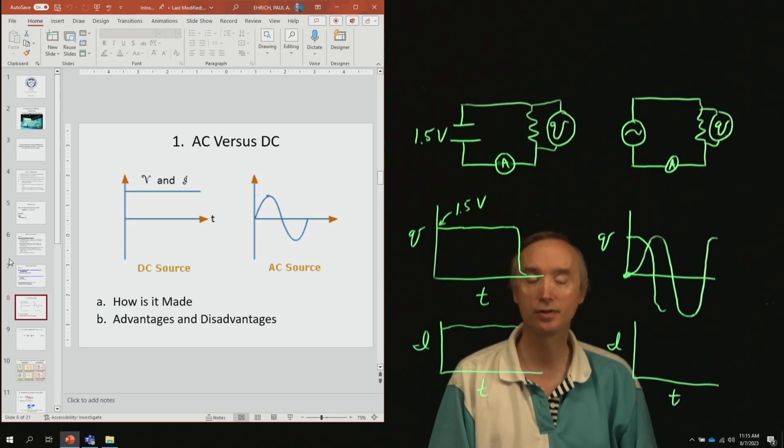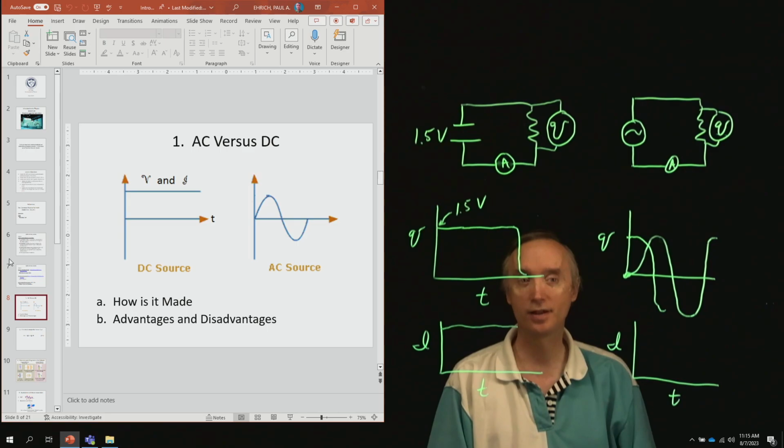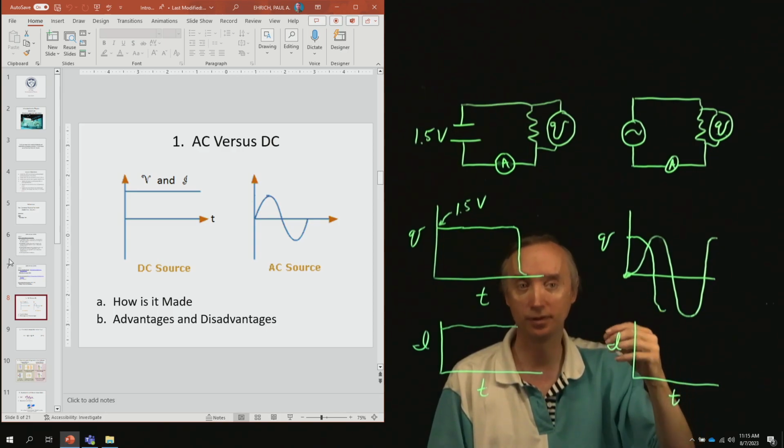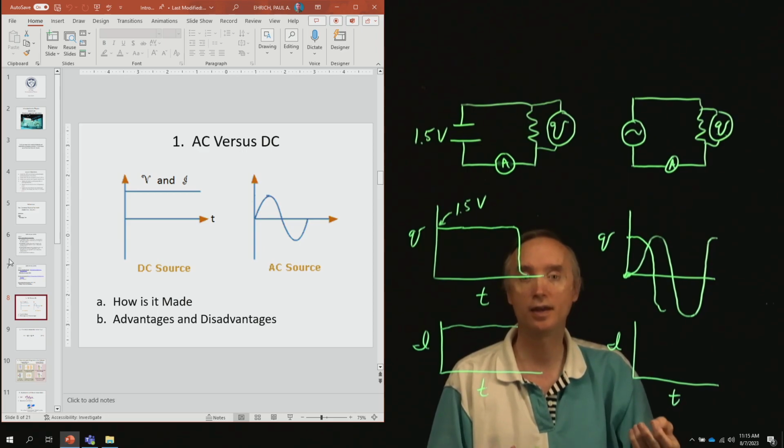So let's first talk about AC. In order to make AC, you need to have a generator. How would you like to carry a generator around in your pocket? That's not going to be very practical. However, you can have very, very small batteries that are capable of producing DC electricity. So the advantage of DC is it's going to be portable.